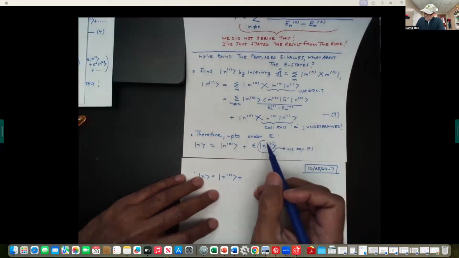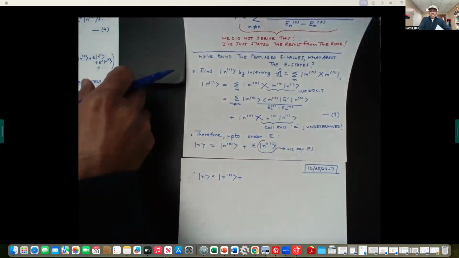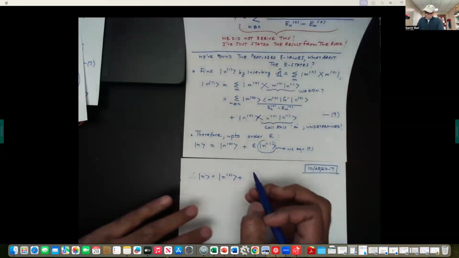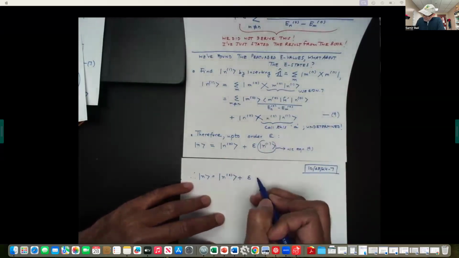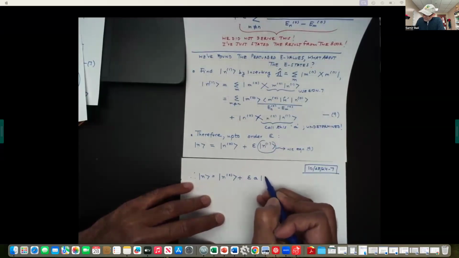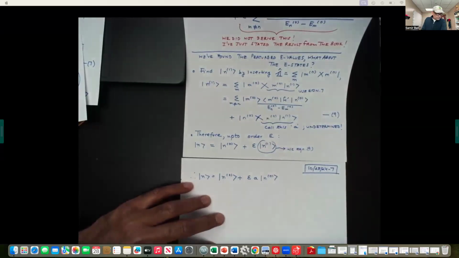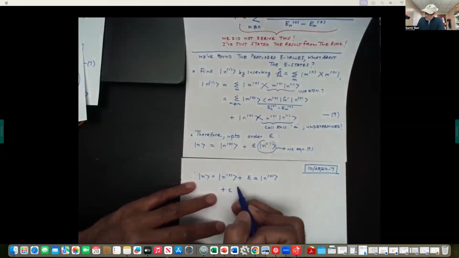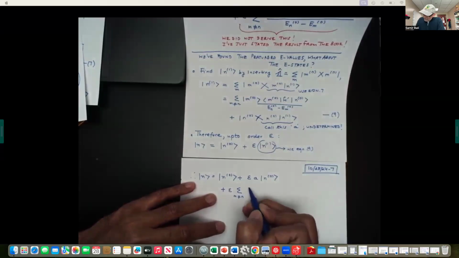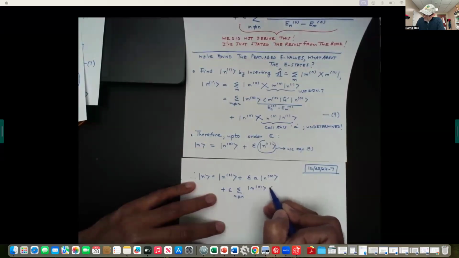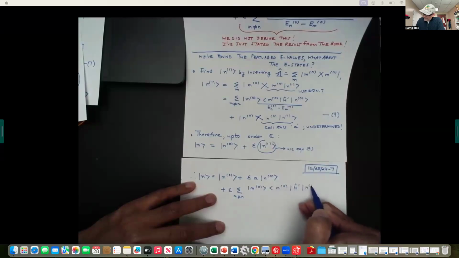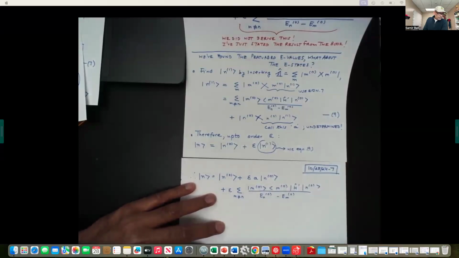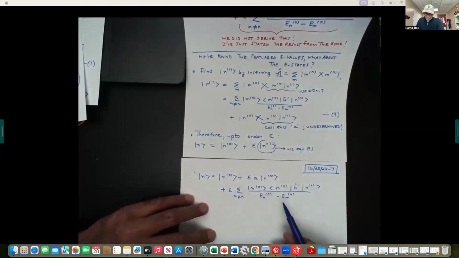So what would I have? There's the epsilon, of course, because I'm writing out n0 plus epsilon n1. So epsilon, and I have this term, which is just A times n0, plus, now the m not equal to n part, so epsilon, and then the summation over m not equal to n. So it's just the same thing. There you go.